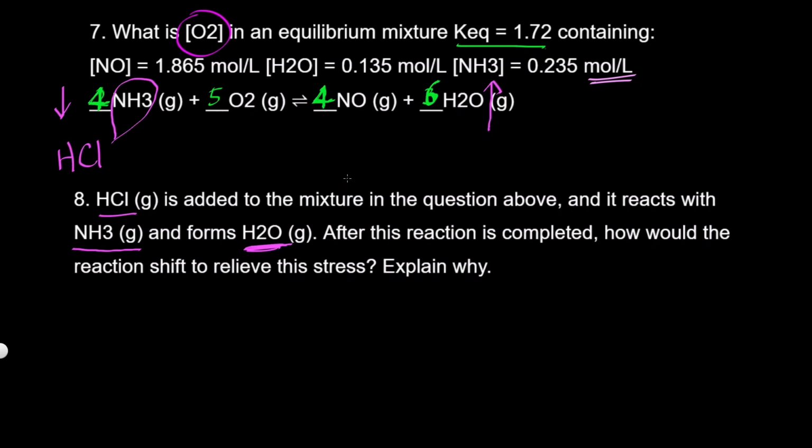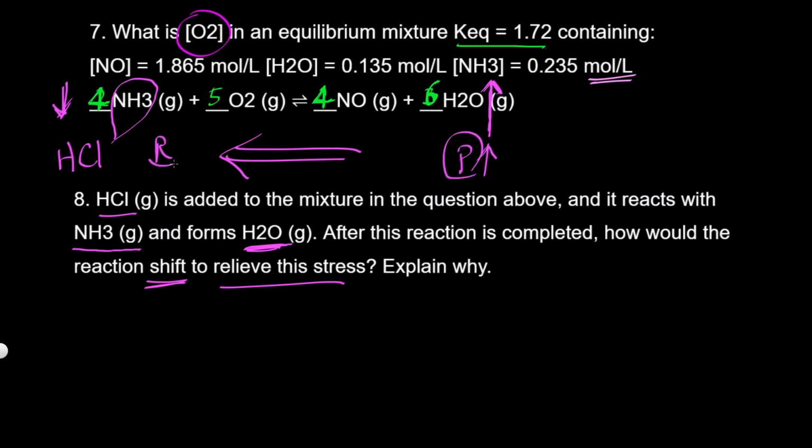This will cause a stress. So according to Le Chatelier's principle, if you add more product, it will shift to the left. At the same time, if you take away the reactant, the whole reaction will shift to the left, right? So the reaction will shift to the left to relieve this stress because you end up putting more products. So product goes up as well as the reactant goes down. Okay, so it shifts to the left.